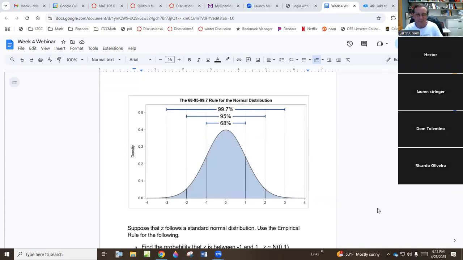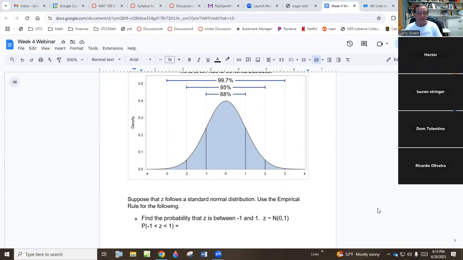All right, so now let's do some example questions. So here's the first one. Suppose that Z follows a normal distribution, the standard normal distribution. Standard normal means the mean is 0 and the standard deviation is 1. So we're going to use the empirical rule, which is this picture, for the following. The first one is find the probability that Z is between -1 and 1. And by the way, we did this with uniform distribution. I want to show you with normal distribution. We're using the letter Z.